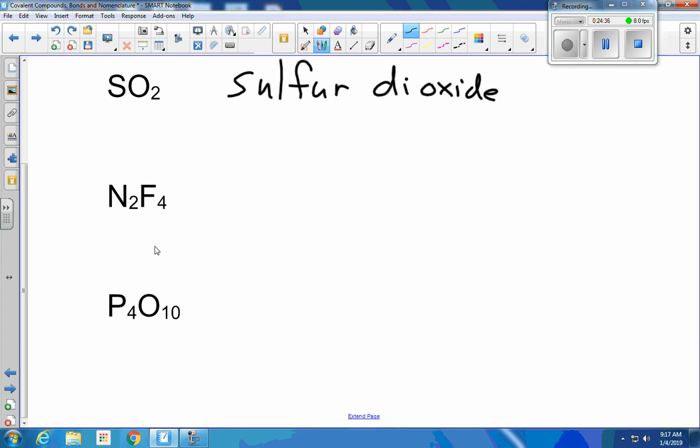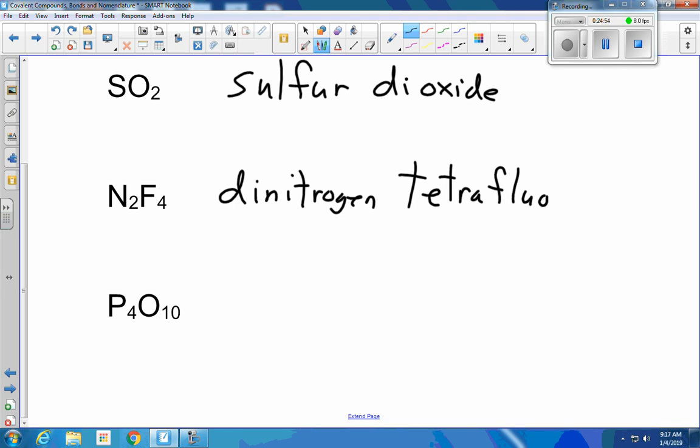Now, N is nitrogen, right? How many do I have? 2. So what prefix am I going to use? Dinitrogen. And tetra. Dinitrogen tetrafluoride. That's prefixes.